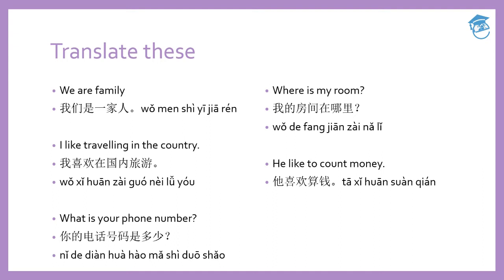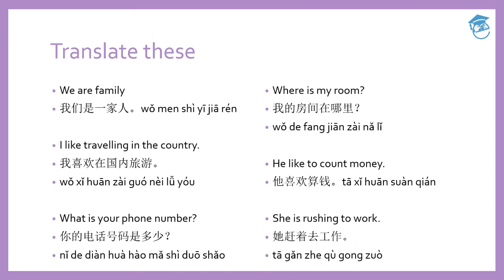The last one before we proceed to the dialogue is, she is rushing to work. How do you say this in Mandarin? Okay, it is 她赶着去工作. You have learned that 赶 is to rush, and then 工作 is work. So 着 is to mean the action is continuous. So 去, it has a direction of going to work because you have a destination of where to go to. So to say 她赶着去工作 is to mean she is rushing to go to work. Okay, so this is how we can use 赶着 and 工作. It's just to further enrich the usage of your vocabulary that you have built.